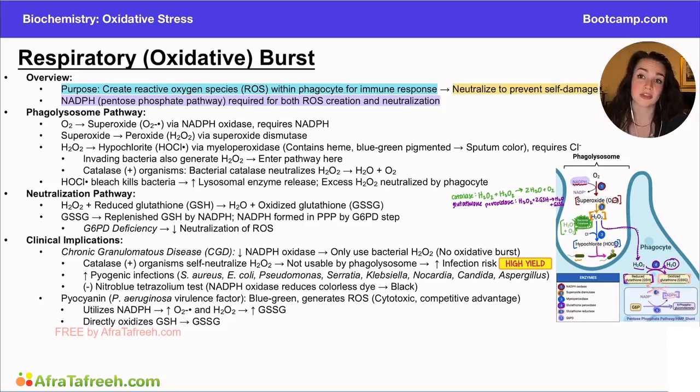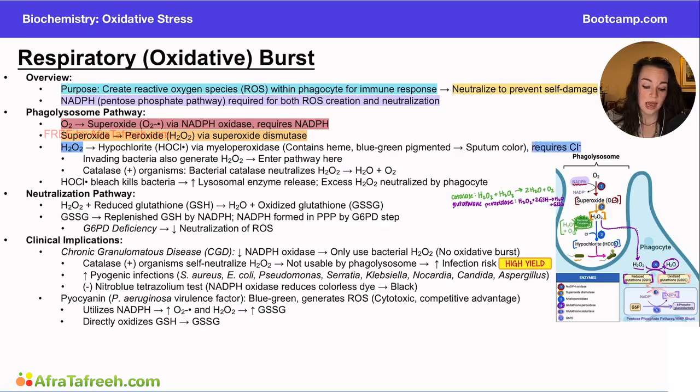Remember, the first step of the oxidative burst was turning O2 oxygen into superoxide, which was that oxygen with an unpaired electron. The enzyme that did that was NADPH oxidase, and that required NADPH from the pentose phosphate pathway. We took that superoxide and turned it into peroxide via the enzyme superoxide dismutase. We combined that peroxide with a chloride, and we formed hypochlorite, and the enzyme that did that was myeloperoxidase. Now, this myeloperoxidase enzyme contains heme. It also has a blue-green pigment, and that is why when you cough up sputum when you're sick, it's the myeloperoxidase enzyme that gives the sputum its blue-green color.